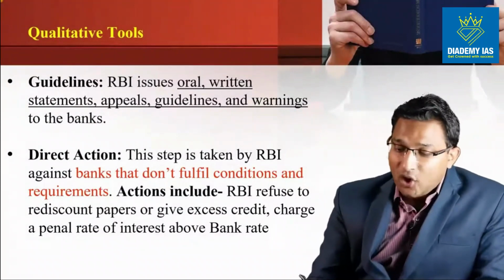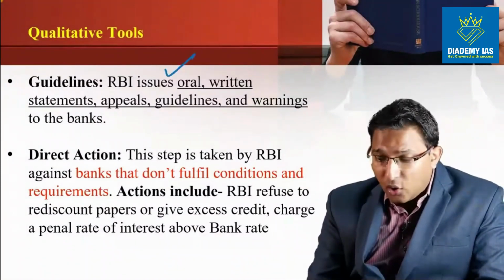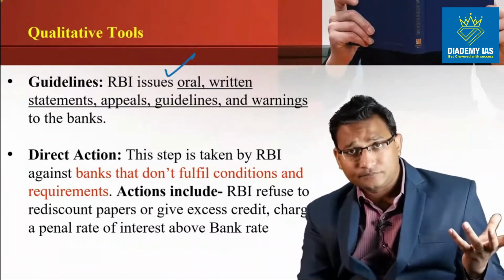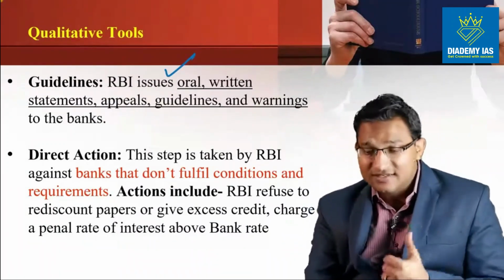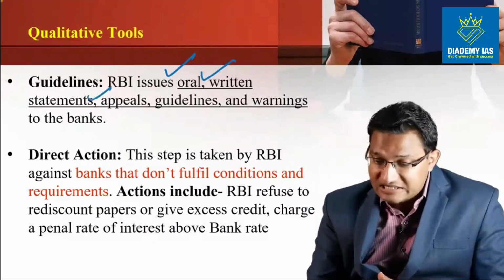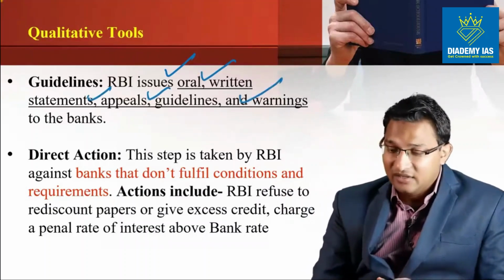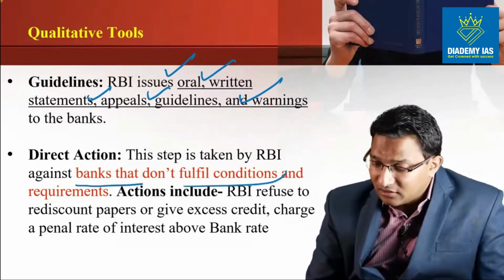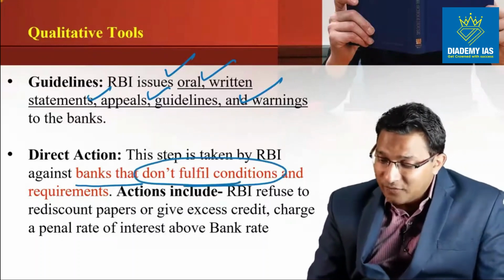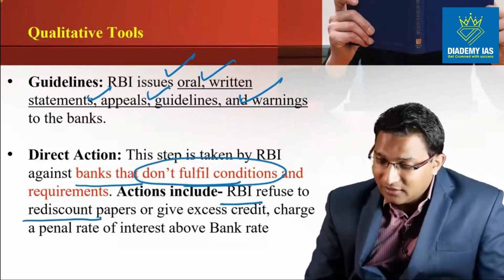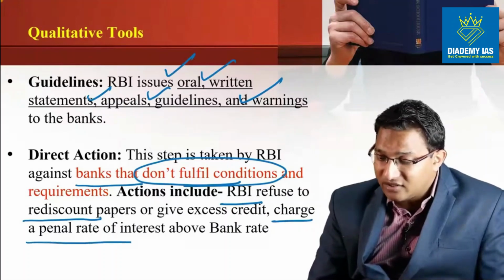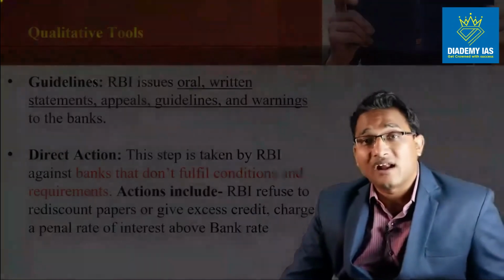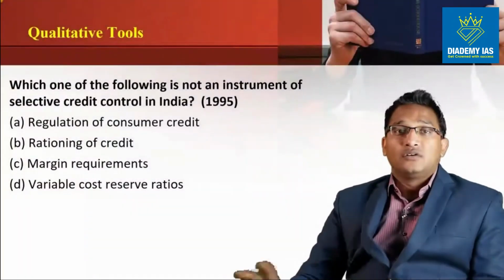Next is guidelines. RBI can also issue oral guidelines. The governor goes to a function and can discuss with the heads of the banks: written statements, appeals, guidelines, and also warnings. Direct action, this I have already discussed. When the banks don't fulfill the condition, RBI can refuse to honor the discounting, and it can charge a penal rate of interest above the bank rate, or it can stop the repo and reverse repo transactions also, right?